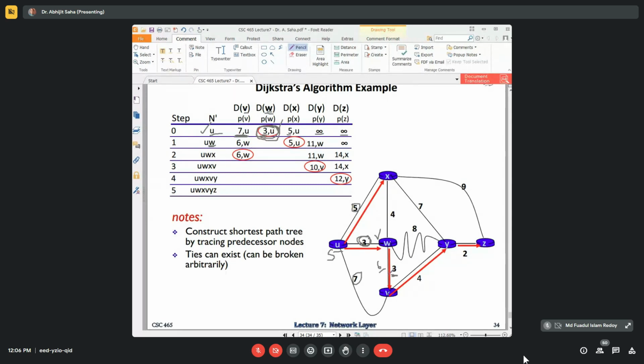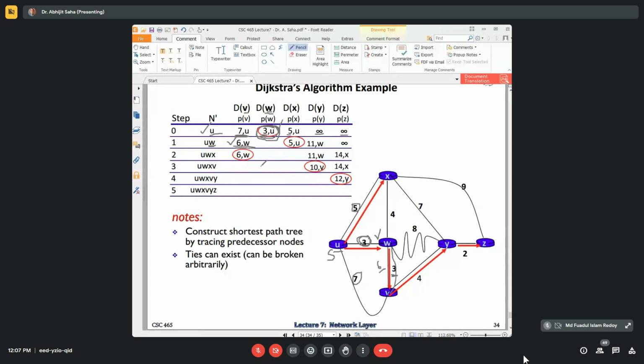And now if I'm taking the link W to V, then who is my predecessor? I'm coming to V, so my predecessor node is W. So I'm writing 6W. Is it clear or not? Yes, sir. It is clear. Sir, in step 1, we are also writing 5U and 11W. We'll go there. Is it clear for W to V or not? Yes, sir. It's clear.